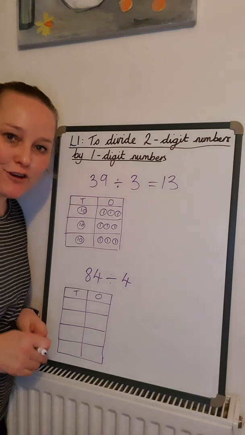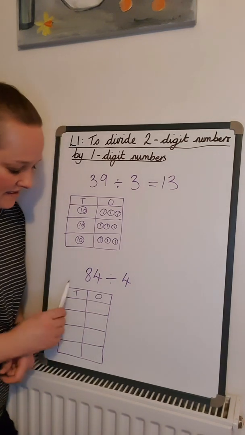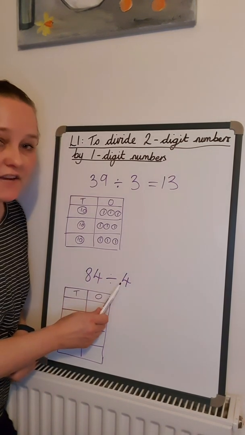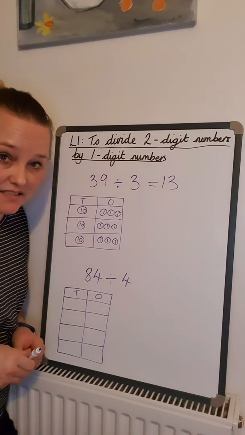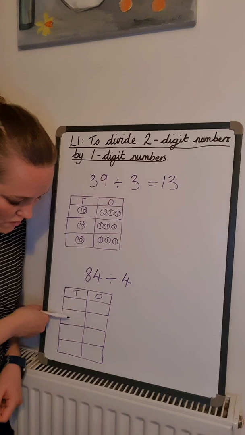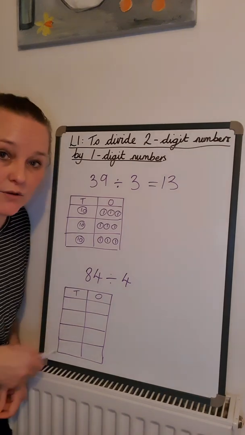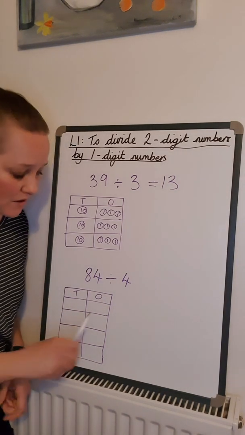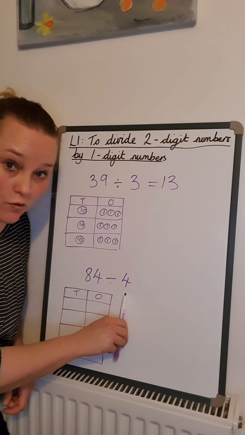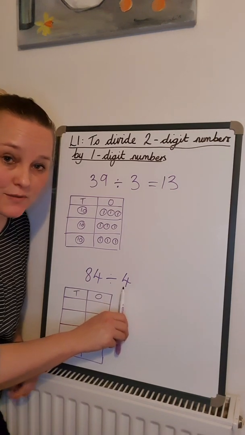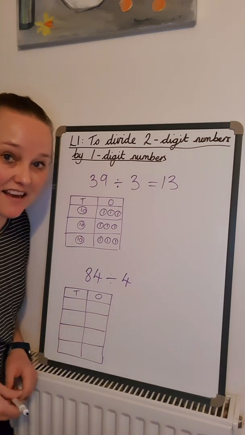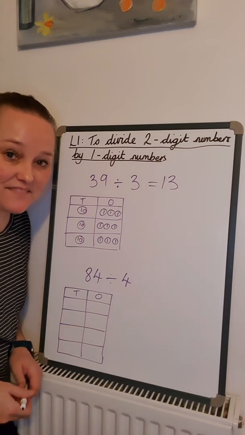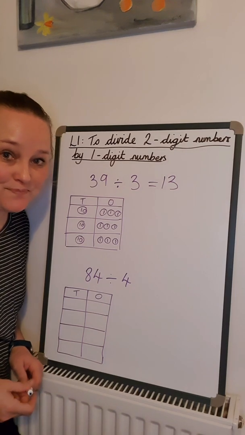Now I wonder if you can have a go at this one. 84 divided by 4. Remember, when you draw your place value grid this time, it needs to have 4 sections below your 10s and 1s because you are dividing it by 4. So you're putting it in 4 equal groups, so you're sharing between 4 people. All right, so have a go at that and then come back when you're ready. 84 divided by 4.